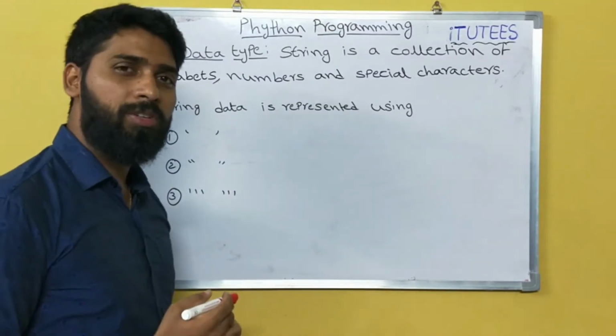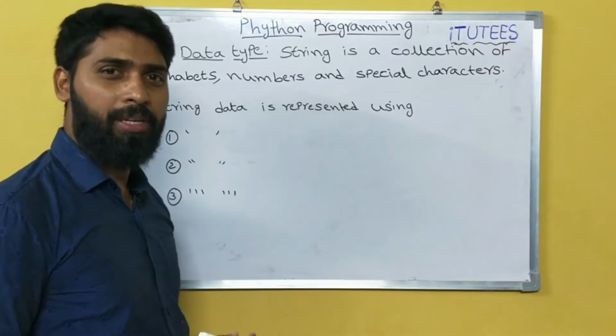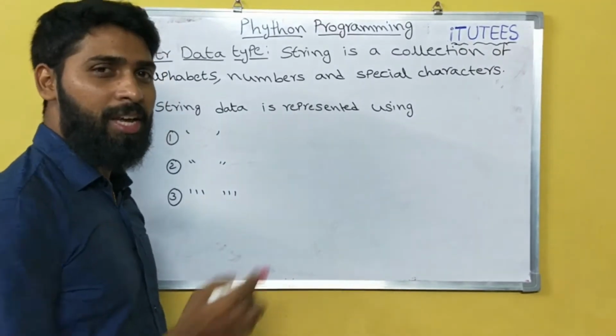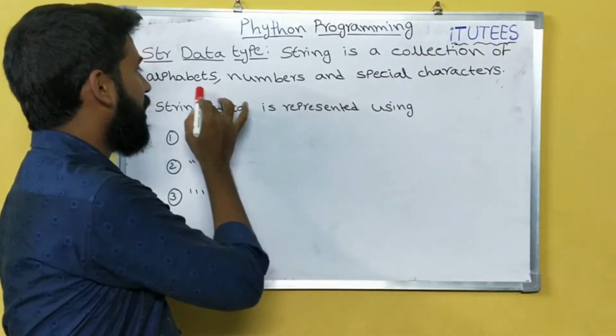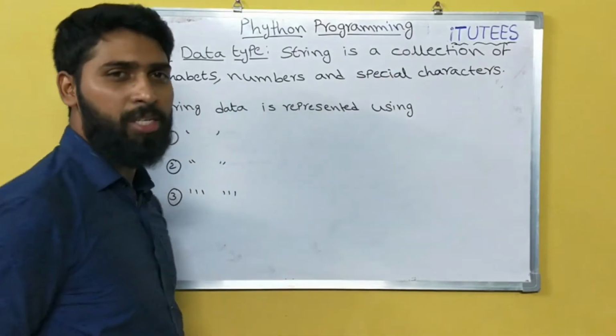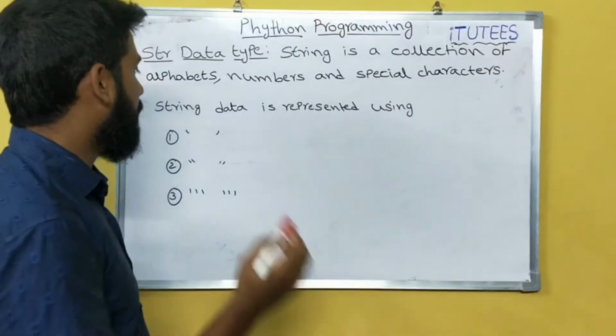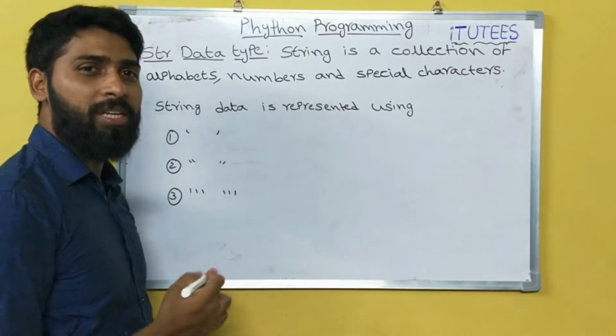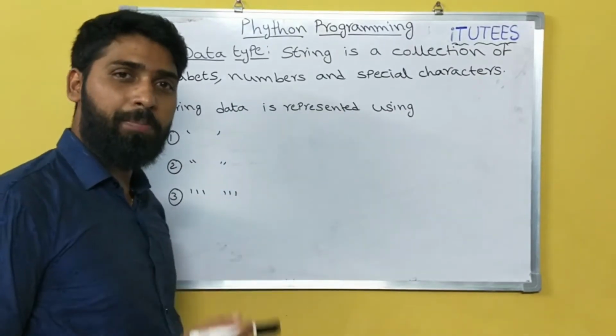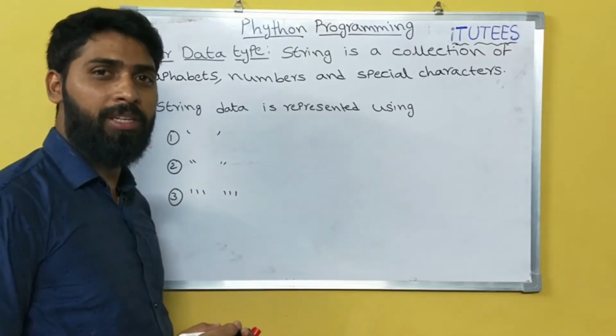So today we are going to discuss the string data type in Python. So what is a string? A string is a collection of alphabets, numbers and special characters. Now we can see how we can represent strings in Python. We can represent a string in Python in three ways.